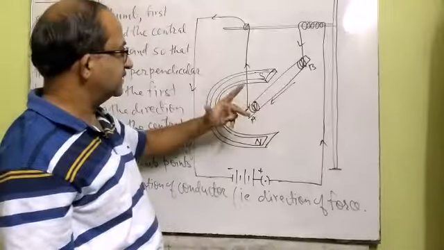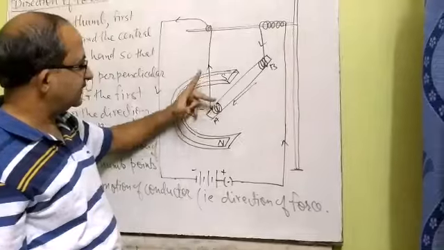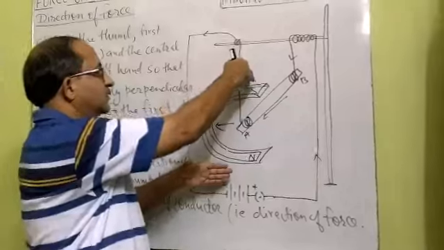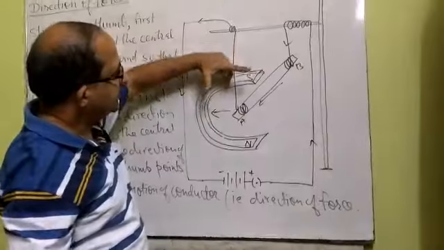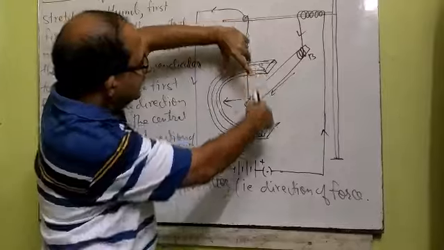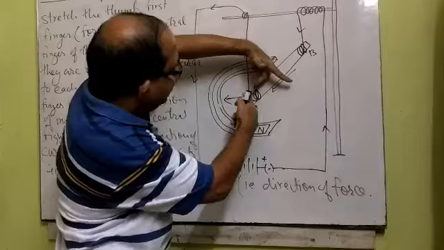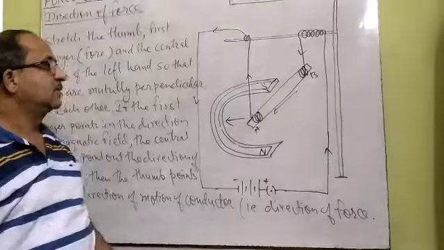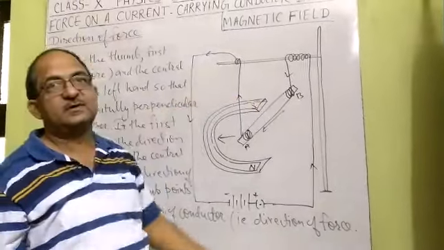Another way of reversing the direction of force is just to change the direction of the magnetic field. Means just keep the north pole of the magnet upside and the south pole down. It means this time the magnetic field will be from north to south, means in the downward direction. In that case, the current will be again B to A, and the coil will move in the reverse direction of the earlier one. Means just by changing the direction of magnetic field, the direction of force can also be reversed.